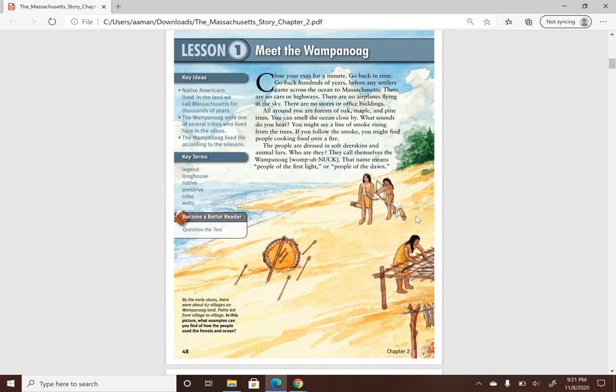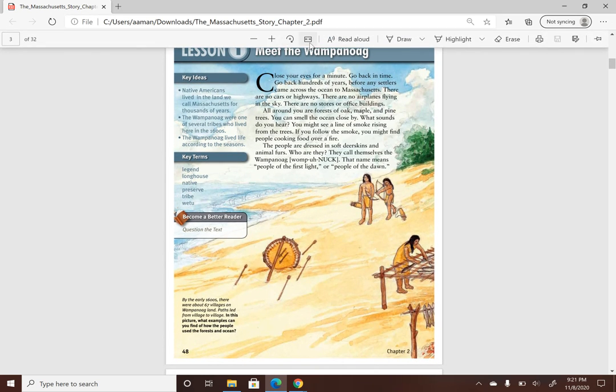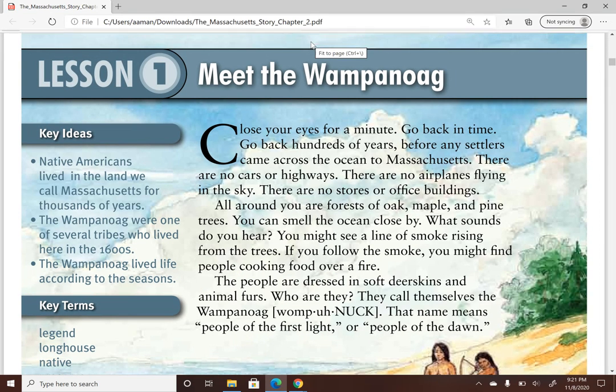So, meet the Wampanoag. Close your eyes for a minute. Go back in time. Go back hundreds of years, before any settlers came across the ocean to Massachusetts. There are no cars or highways. There are no planes flying in the sky. There are no stores or office buildings. All around you are forests of oak, maple, and pine trees. You can smell the ocean close by. What sounds do you hear?